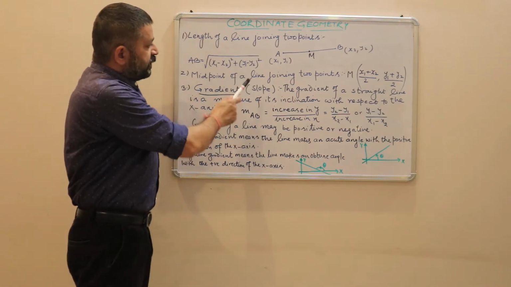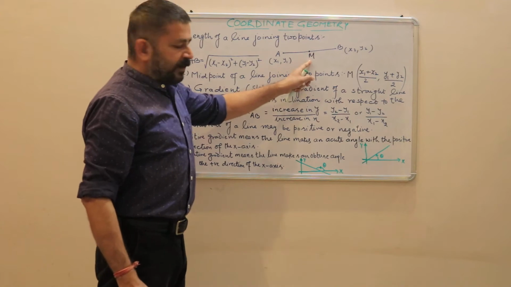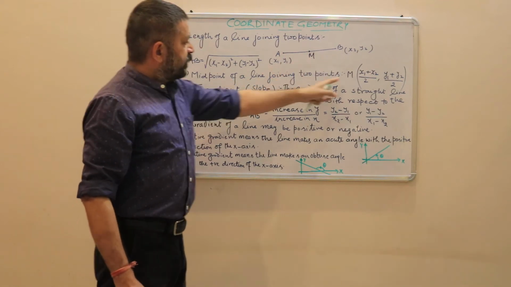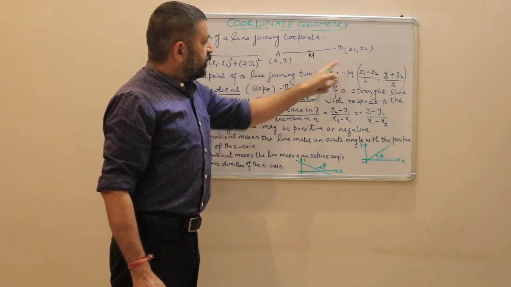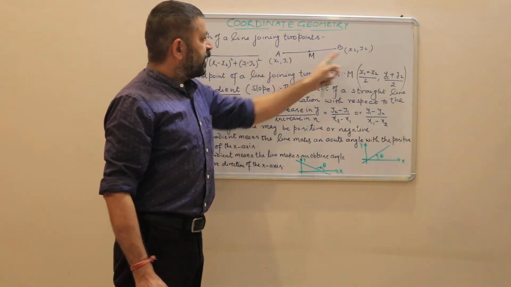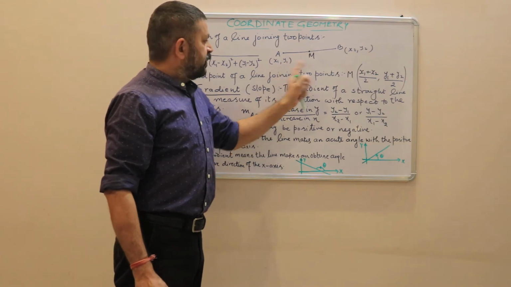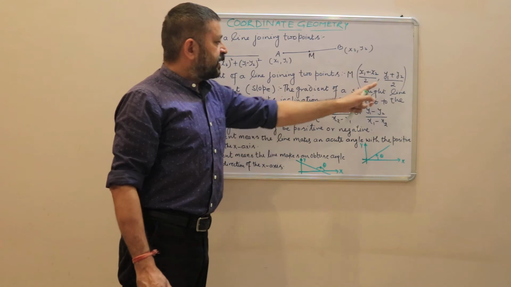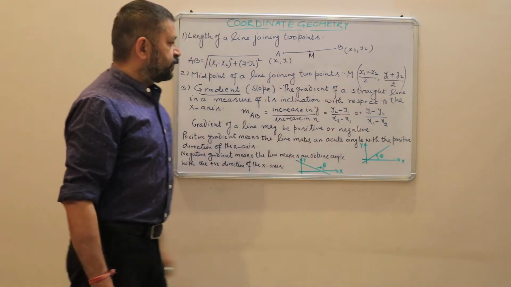Second point is to find the midpoint M between A and B. So this M will be given by (x1 plus x2) upon 2, means we will add both the x coordinates upon 2, and then we'll add both the y coordinates, that is (y1 plus y2) by 2.